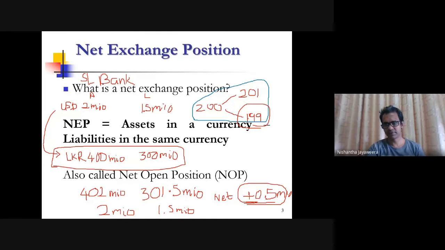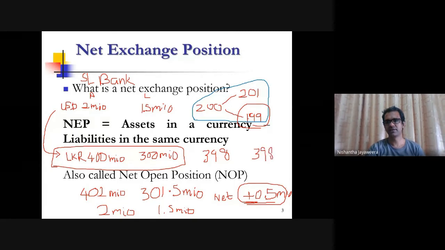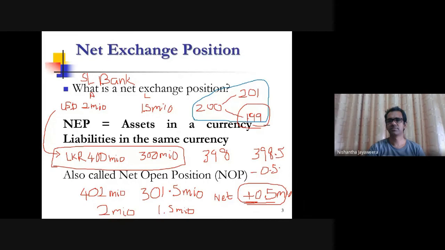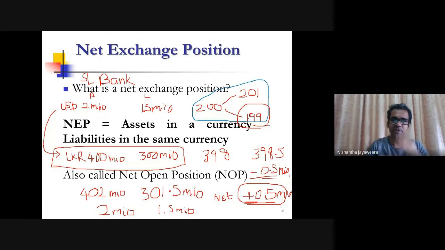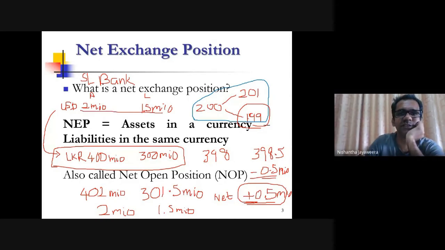But what would happen if the exchange rate goes to 199? This would be 398 and 298.5. So it will be a 0.5 million loss. Clear? So what matters is the difference between these two.